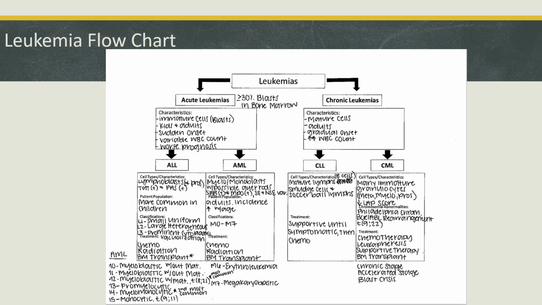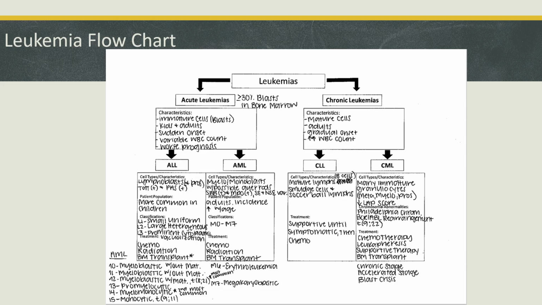Moving on from acute leukemias, we're going to have the chronic leukemias, which are a little less nasty. I'm not sure that any one of you would want to have a chronic leukemia, but if I had to have a choice, I would definitely take the chronic over the acute.